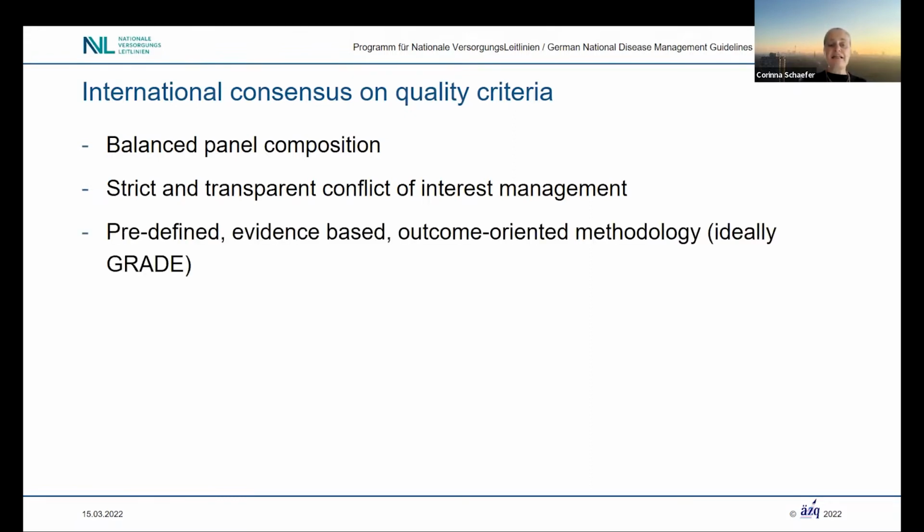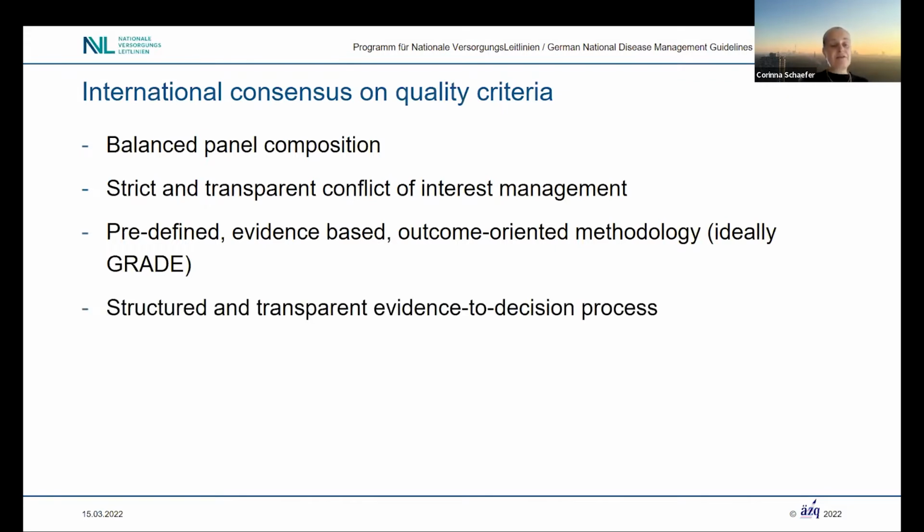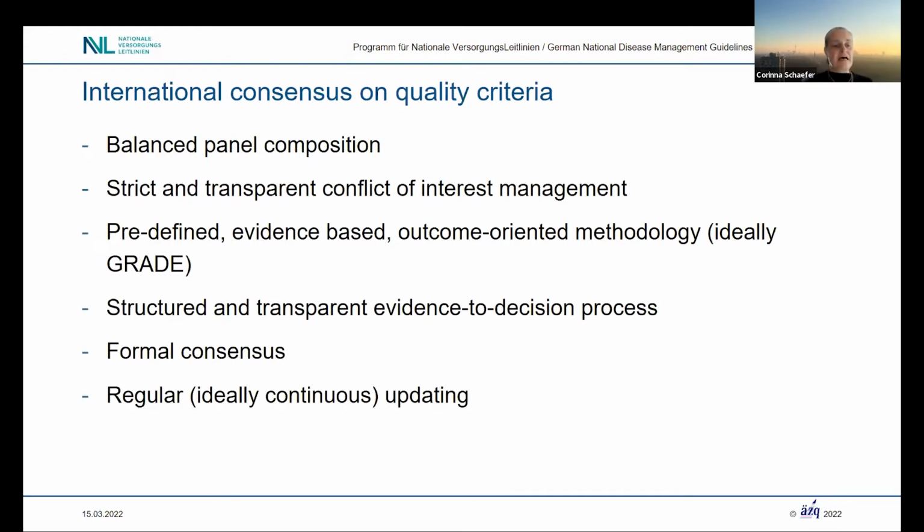You need a predefined, evidence-based, outcome-oriented methodology. Ideally great, but it could also be something different if you achieve the same means. You need a structured and transparent evidence to decision process. That means once you have the evidence, you have to be very transparent how you come to the recommendation. You need a formal consensus process that ensures that everyone has a say in the guideline process. And you need regular and ideally continuous updating.